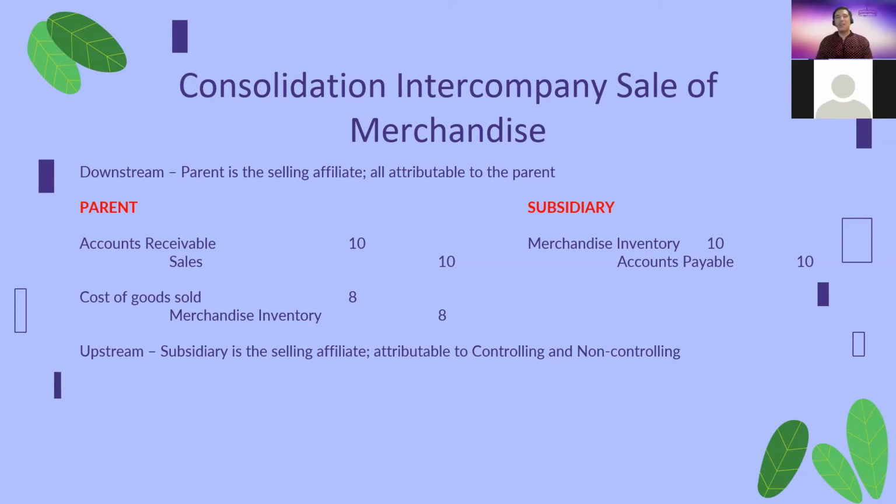Okay, going back to downstream. Notice that what I put here is selling affiliate, because take note, we are discussing intercompany sales. It would be different if it's a sale to third parties. So for example, the parent sells to Mark company. So it's a different transaction. It has to be accounted for separately, in the separate books of the parent. Now today, we are discussing intercompany sale. So this is a sales transaction between the parent and the subsidiary.